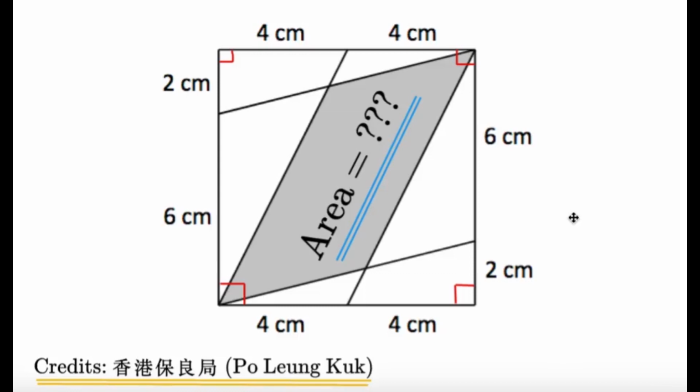Here we have a square in the figure shown. Find the area of the shaded region.